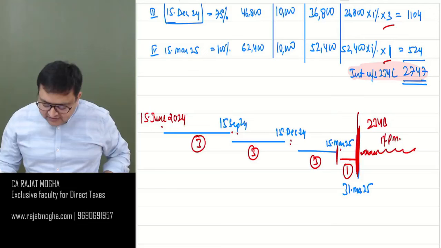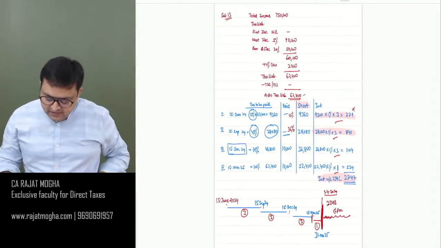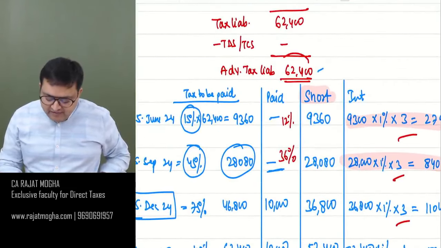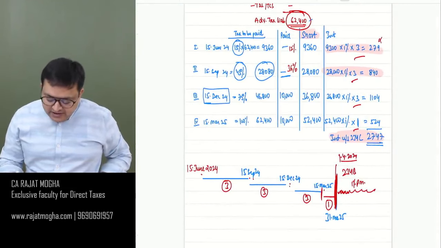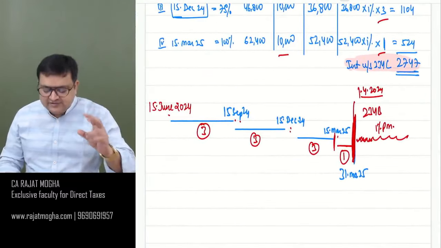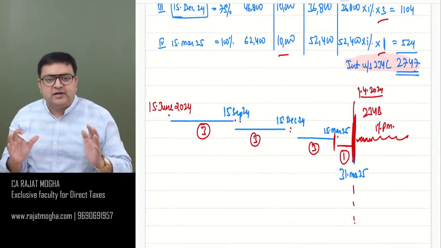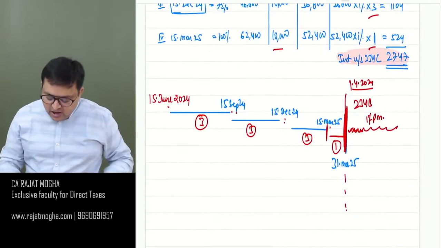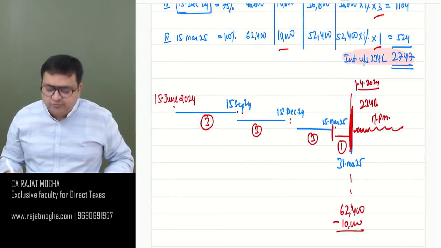So 234B says on 1st April 2024, he will see how much money is not yet paid. We require that you should have paid advance tax 62,400. But you have paid only 10,000 rupees up till now. On 1st April, the year has gone now. Your advance tax liability was 62,400 and you have paid only 10,000 rupees.